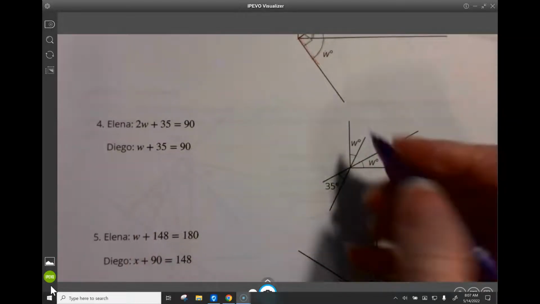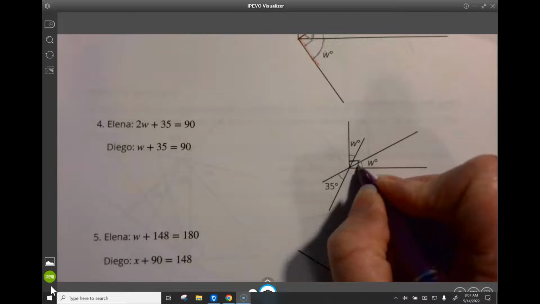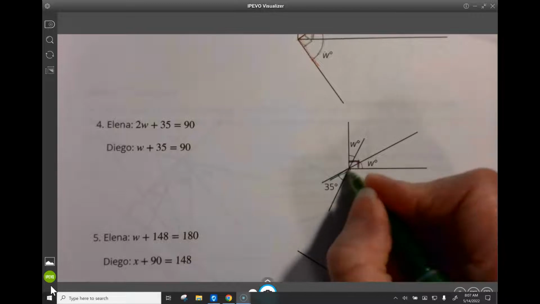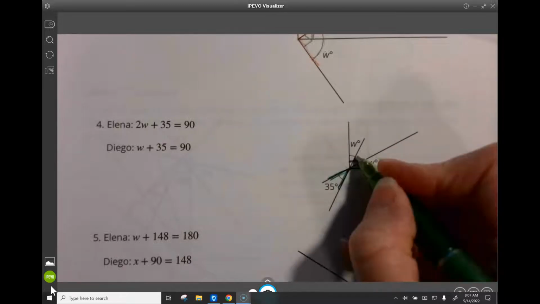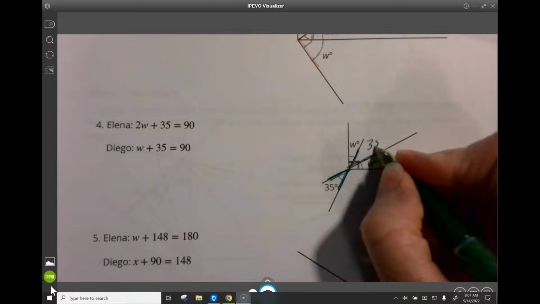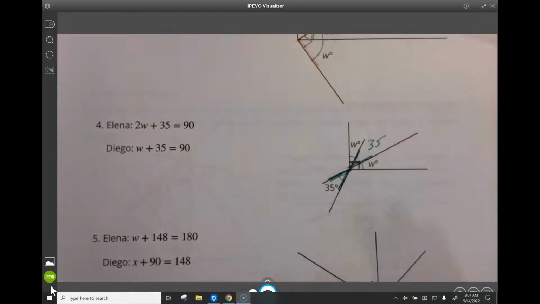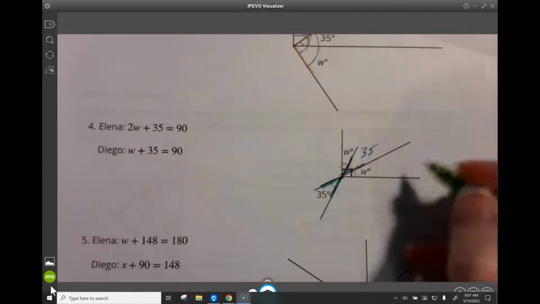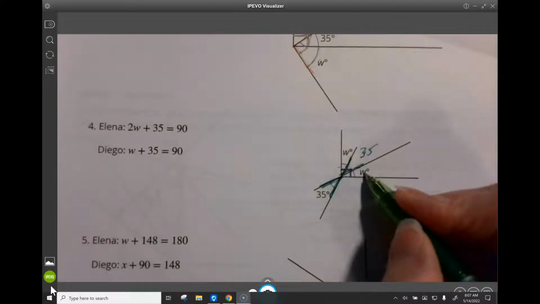So number 4, again, what they want us to assume is this is a 90-degree angle. Bad math. Now, always mark your vertical angles. So here's my vertical angles. Okay, so that means this is 35. I'm going to always write that on there, whether they want it or not. Now this is a 90-degree angle, so that means these three add together to be 90 degrees.